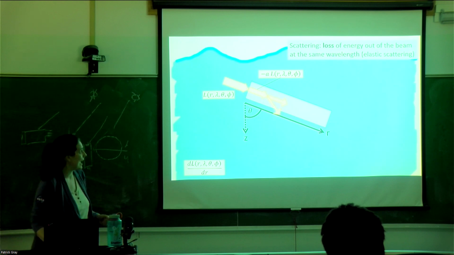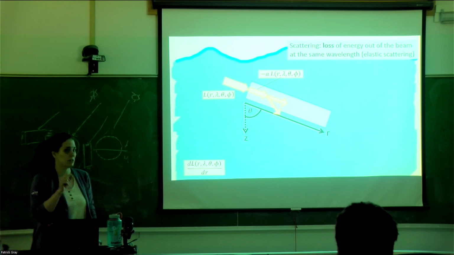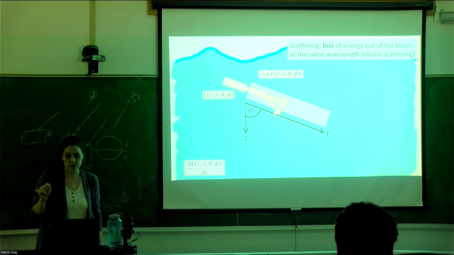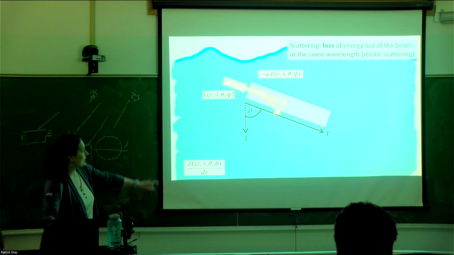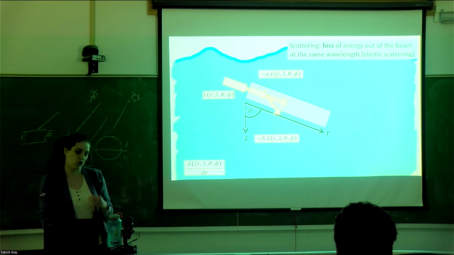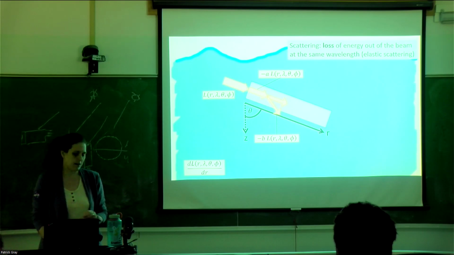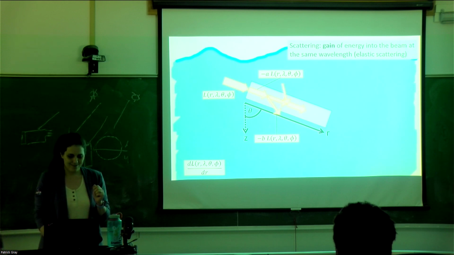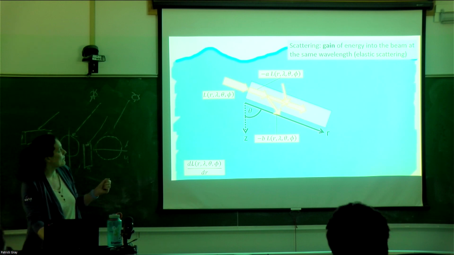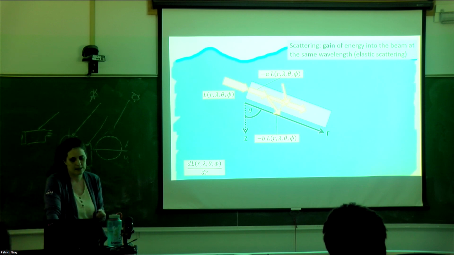And then we think about scattering out of the beam at the same wavelength. So this is another loss of energy out of that path. And it's actually similar to this absorption term. And so the amount of loss is just the scattering coefficient, again, times that radiance. And then, this is where things start to get a bit more complicated. The scattering coming from the gain of energy into the beam, and we're thinking about here at the same wavelength.